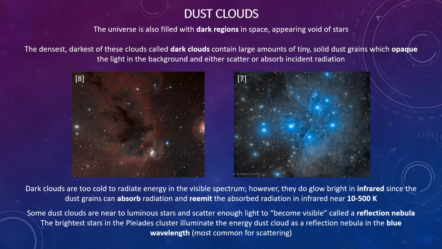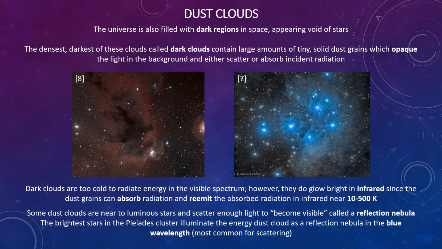We've been talking about gaseous regions. There are also very dusty regions. These are dark regions in space which sometimes appear as voids of stars because when we view them from our perspective, we just see a black cloud. We don't see any stars shining from behind them because this dust is blocking out all of the visible light.